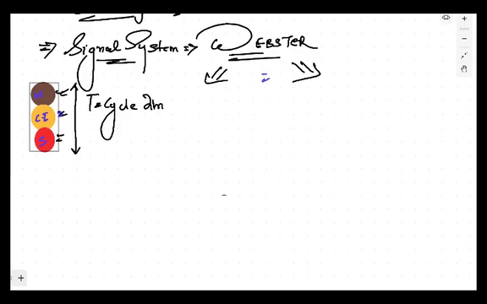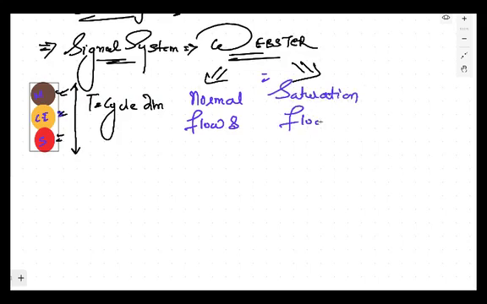So Webster says that in order to calculate the total cycle time, you first have to calculate the normal flows of traffic and the saturation flow of traffic. You have to find the normal flows and the saturation flow. Now, what is normal and saturation flow?